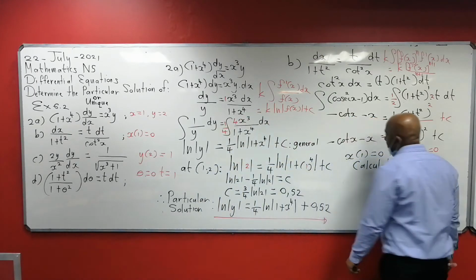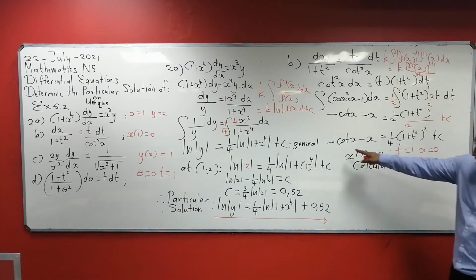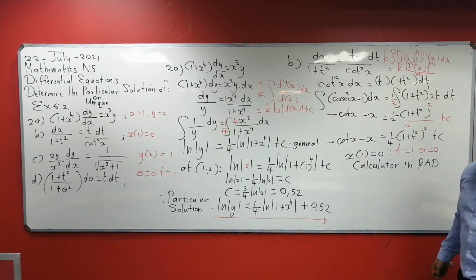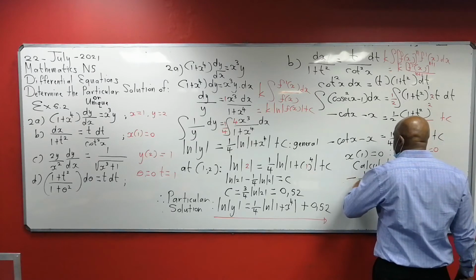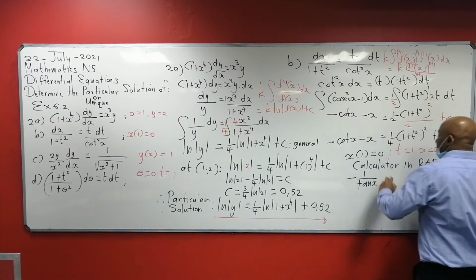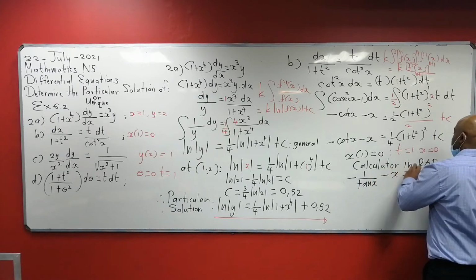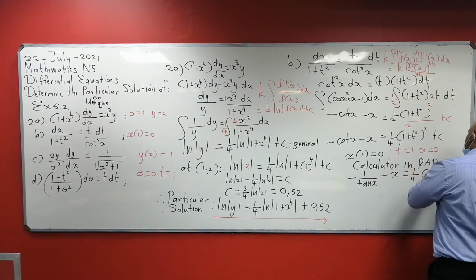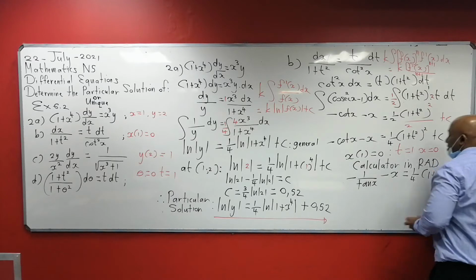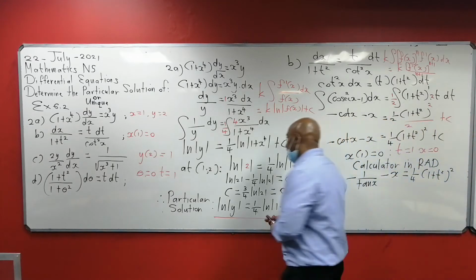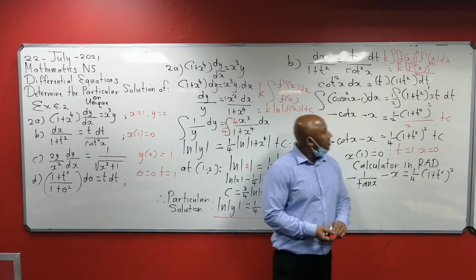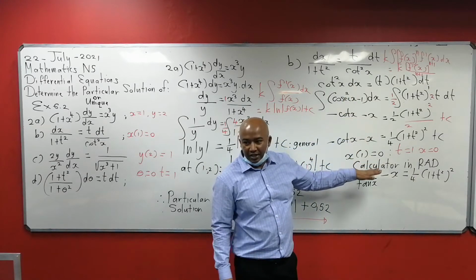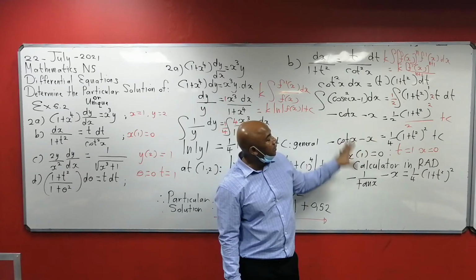Right, so why am I saying that? You're going to see now you've got minus cot x there. When you're substituting, it's going to be minus 1 over 10. x minus x is equal to 1 over 4, 1 plus t squared all squared. Okay, so the main thing is you understand all the integration up to this stage here, how we separated.